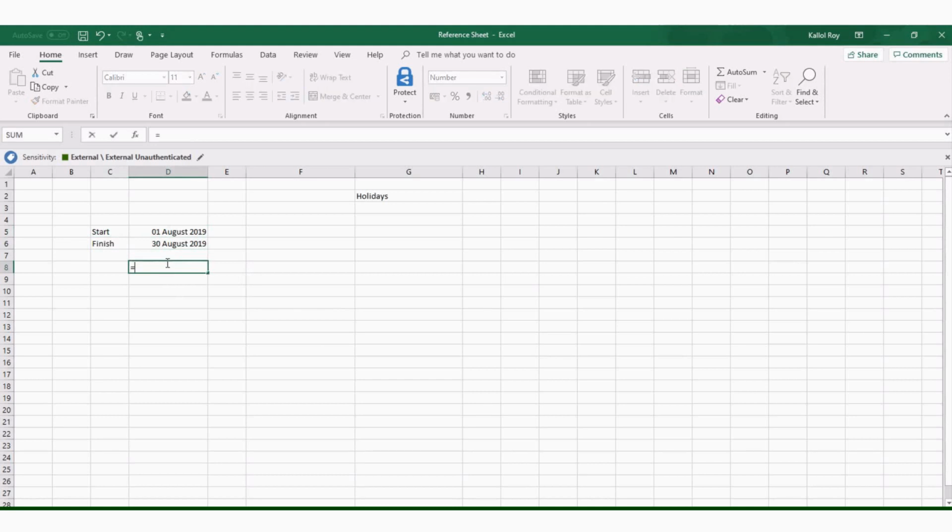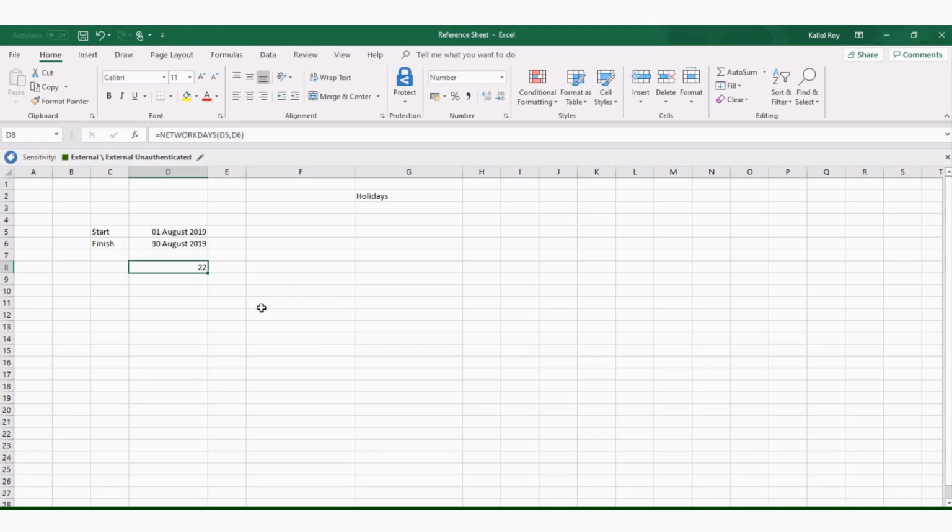So I just write here NETWORKDAYS, working days, and start date, finish date. So it is giving me a figure 22.